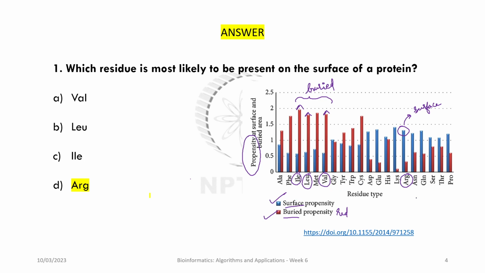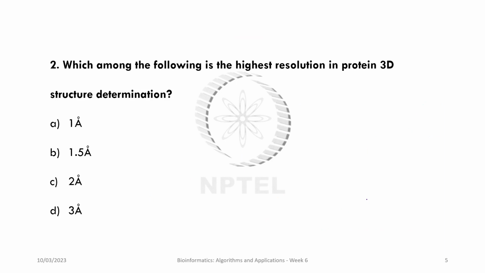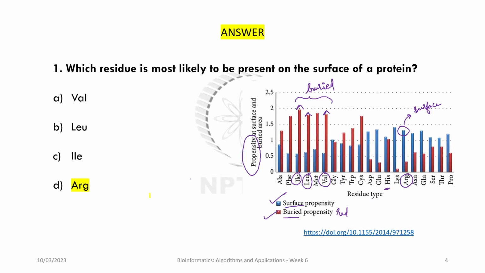See, all the polar residues have more height when it comes to the blue bar, and the non-polar residues have a bigger red bar. There are some residues which are kind of neutral, and it depends on the pH of the surroundings and where they are placed in order to be either surface or buried residue. So that was option D for question 1.